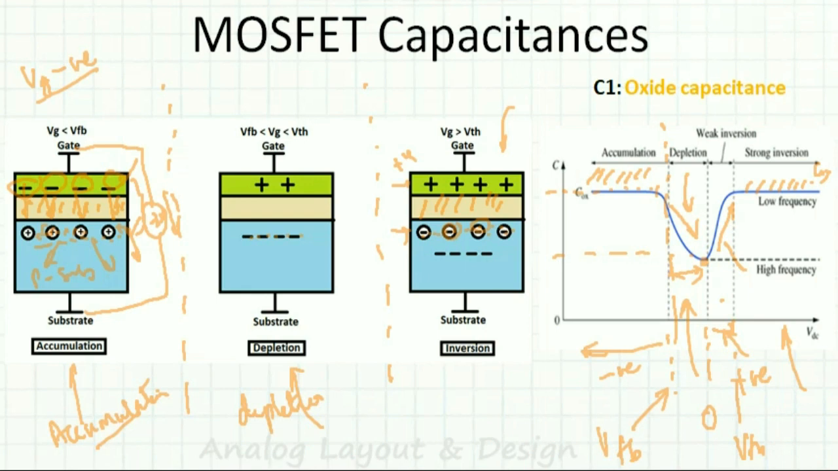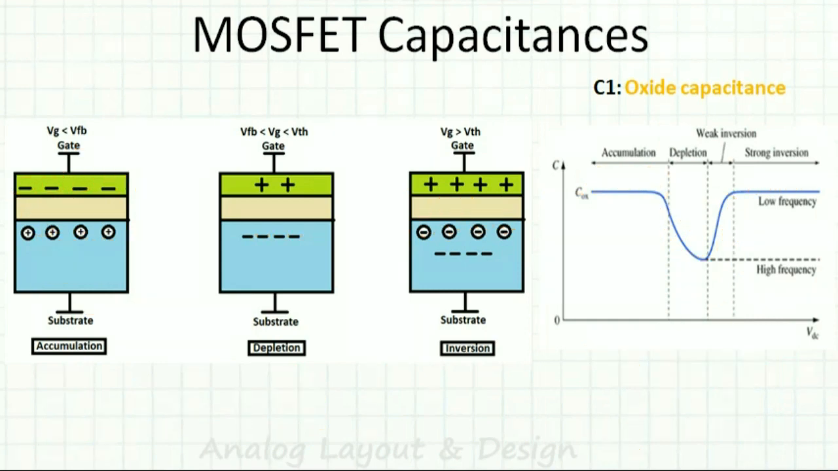So in between this region we can use this as a variable cap, but generally we will not use it. In this region we can use it as a variable cap. But here I have to apply a negative voltage, so we will not use it in this region as a variable cap. But in this region we can definitely use it as a variable cap because it is varying with respect to the gate voltage. After that it is fixed. In strong inversion it is fixed. In accumulation it is fixed.